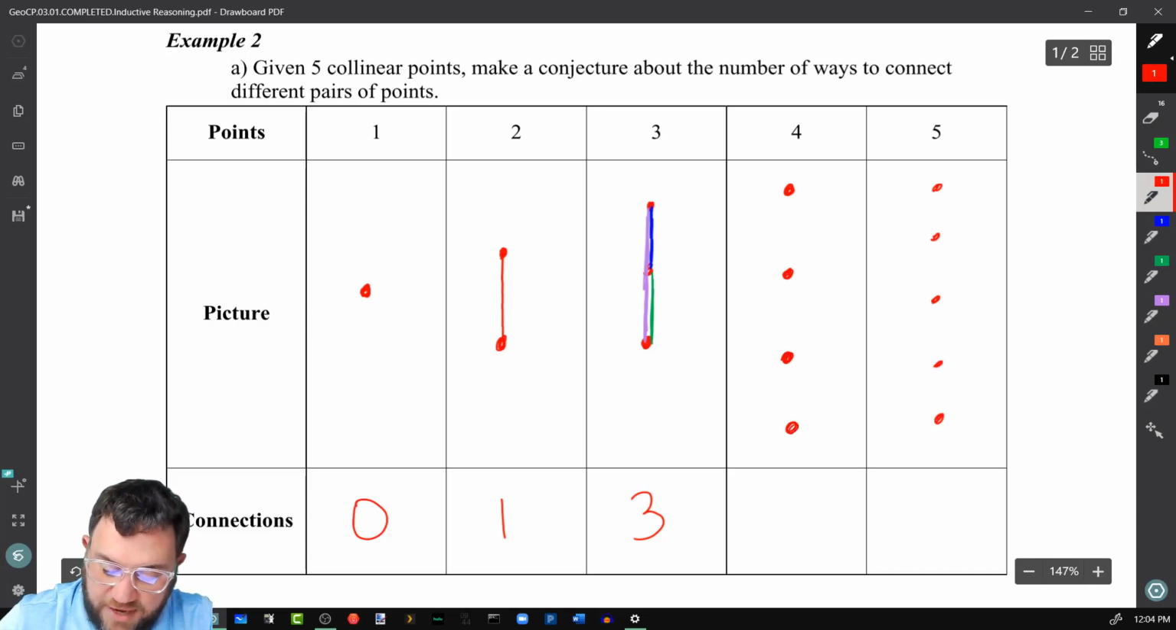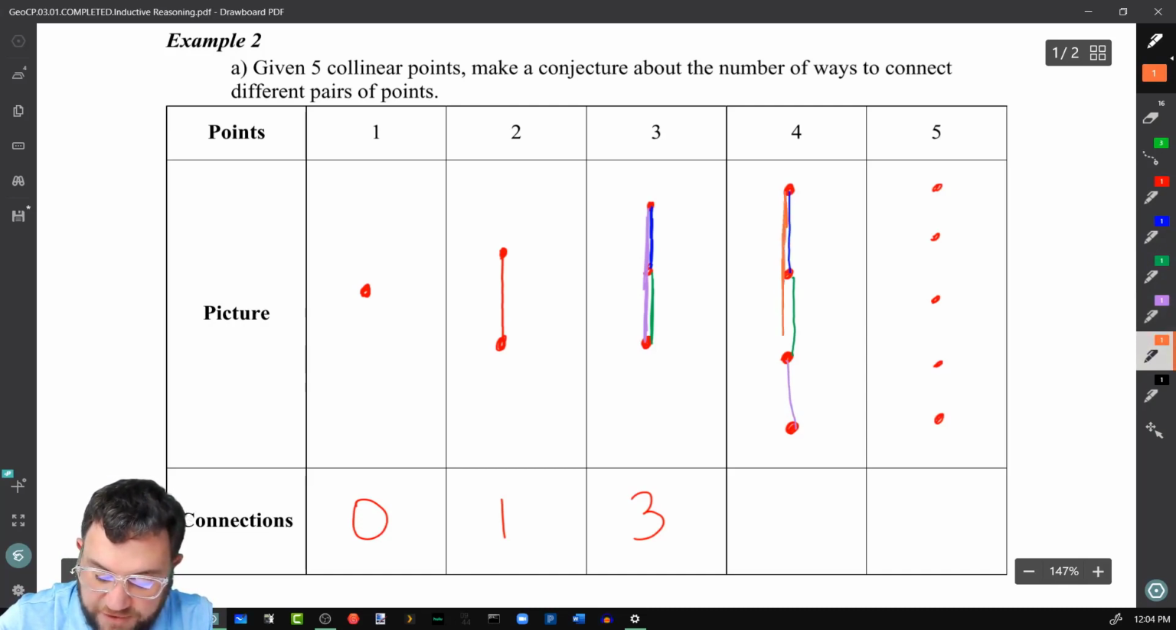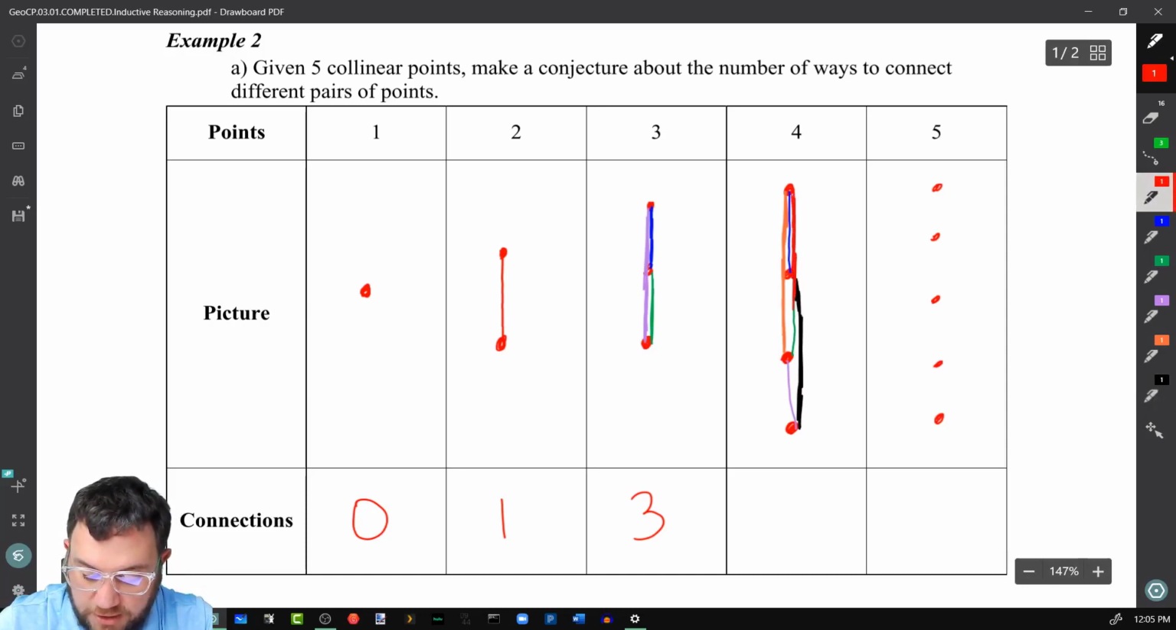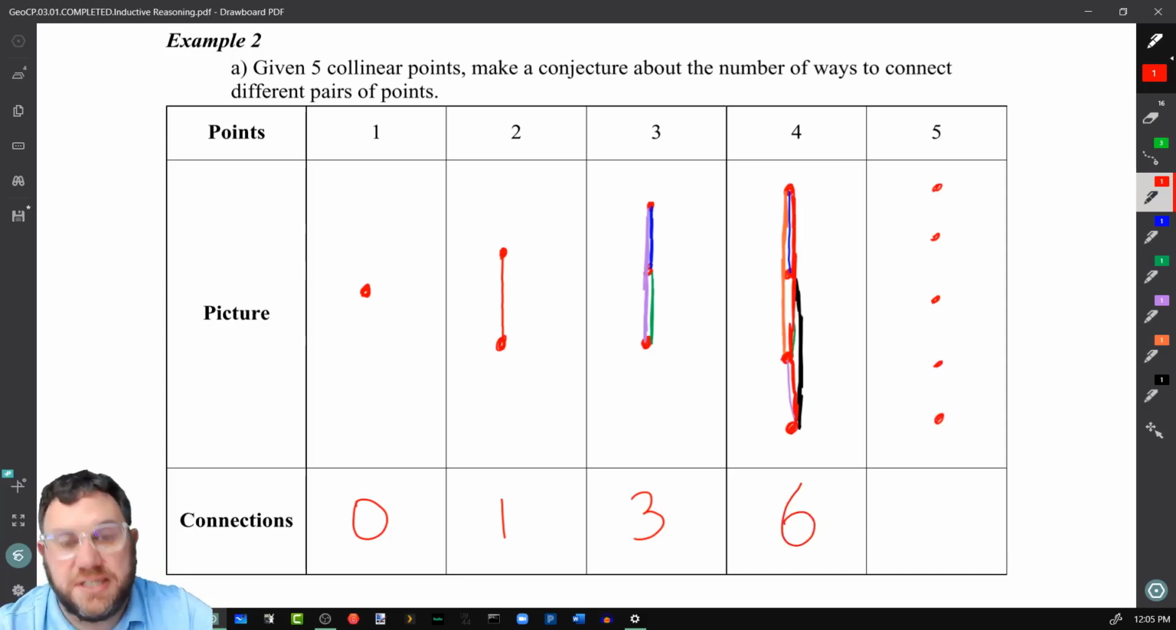And then if we have 4 collinear points, we could do the first to the second to the third to the fourth. We could do the first to the third. We could do the second to the fourth. And then we could also do 1 long segment that goes across all of those. And it's kind of hard to see. We should have been counting as we went. But we have 6 segments total.